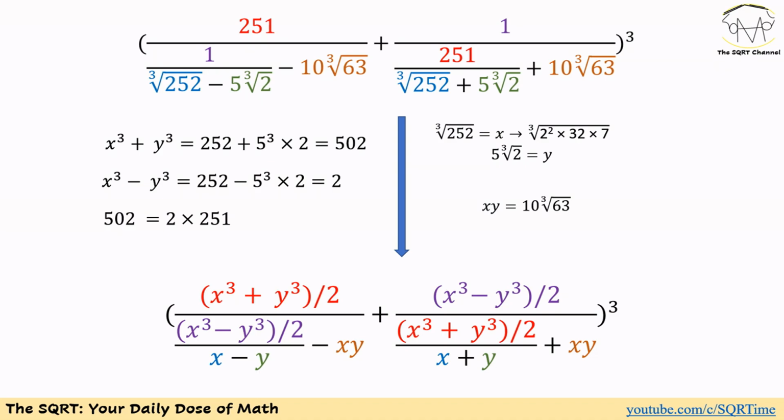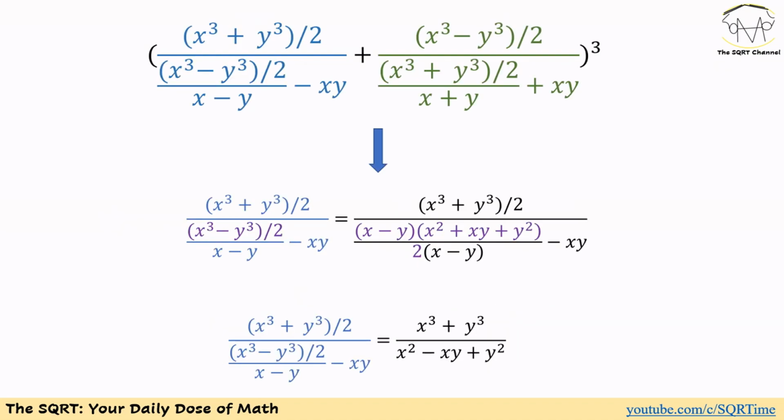We are going to replace 1 with x to the power of 3 minus y to the power of 3 over 2. And we will replace 10 times third root of 63 with xy. If we do these, then we are going to end up with the expression that you are seeing here. Now we want to simplify the expression a little bit further. Let's divide it into two terms.